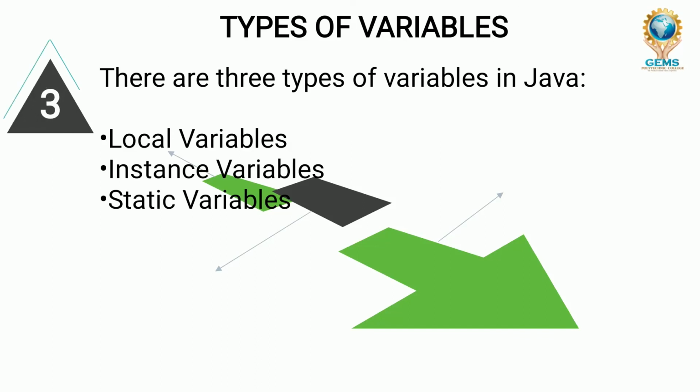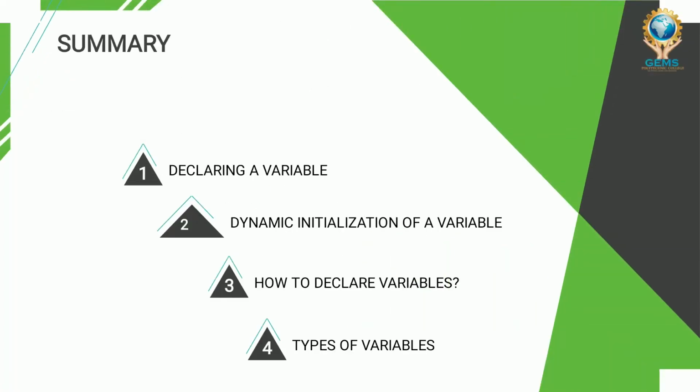Finally, I want to talk about types of variables. There are three types of variables in Java: local variables, instance variables, and static variables. We will see these variables in forthcoming video lectures. The summary of this video: I discussed how to declare a variable, dynamic initialization of the variable, static initialization of the variable, and types of variables.